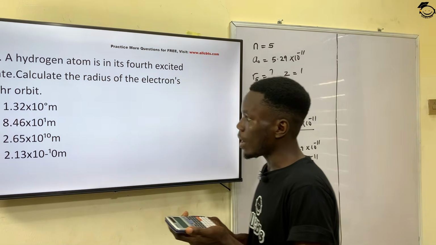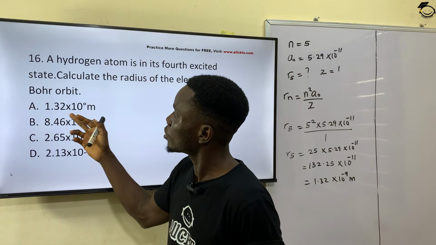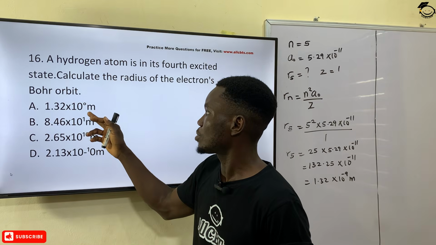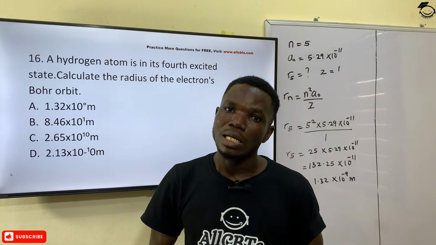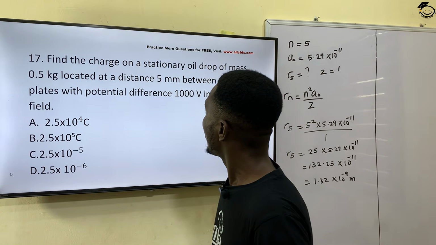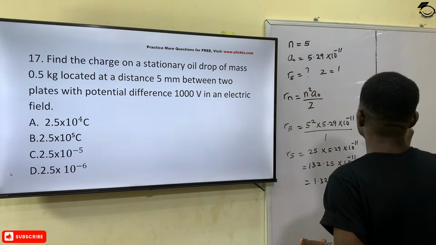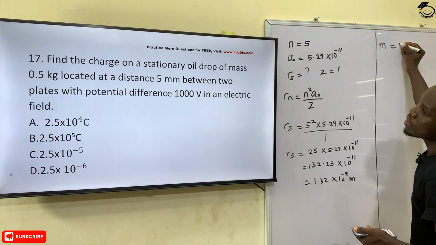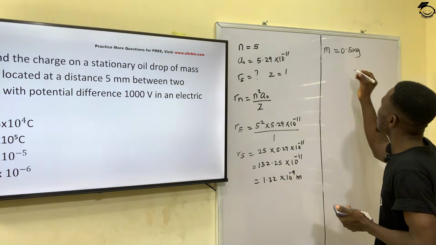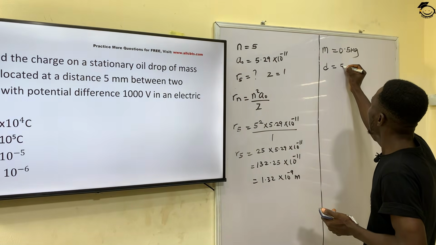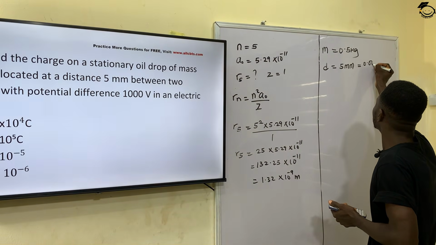So looking at our options here, some of these are typographical errors. So the correct answer here will be option A, which is supposed to be 1.32 times 10 raised to power minus 9 meters. So that takes us to the next question, which is question number 17. It says, find the charge on a stationary oil drop of mass 0.5 kilograms, located at a distance of 5 millimeters. So our distance here was given as 5 millimeters, which is the same as saying I have 0.005 meters.